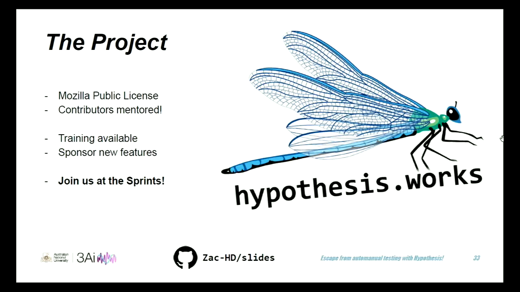And the last bit of this, of course, is the pitch. Hypothesis is an open source project. It's under the Mozilla public license, which is quite a permissive license. You can extend hypothesis under whatever license you like, but if you modify the core files, you have to share that with anyone you give them to.